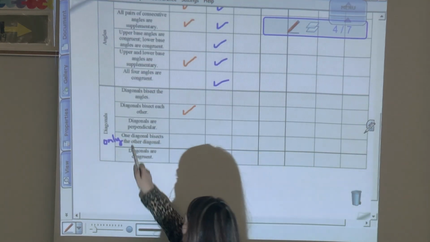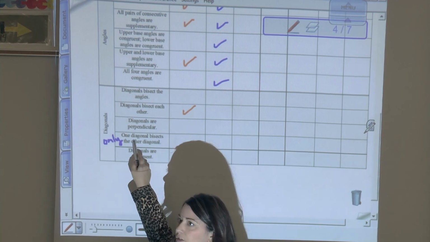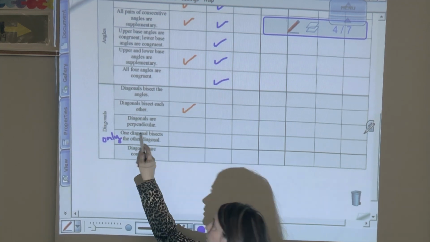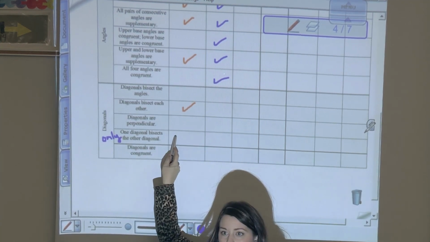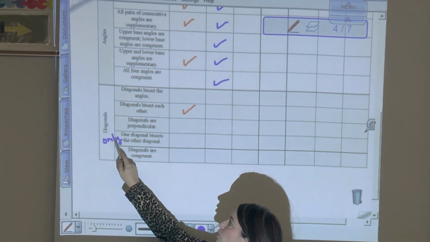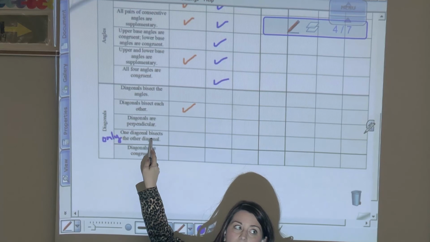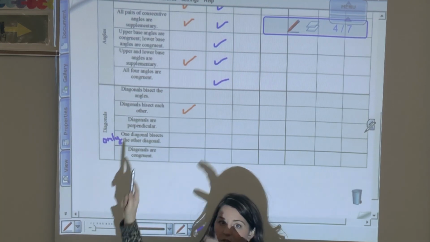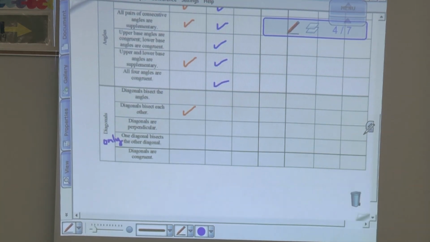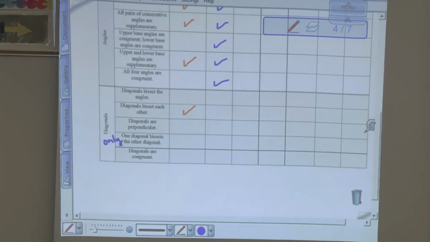All right, what about, and I added something in. Last class, after class, I realized that really I wanted to phrase this a little bit differently. I believe we did not check that last class. Is that correct? And I really wanted to write this as only one diagonal bisects the other one. Okay, just like on some of the other ones where it said only one or exactly one. All right, and that's why that's unchecked there.